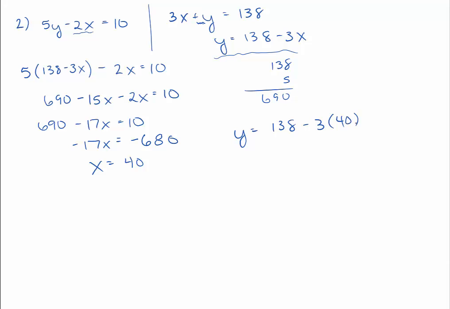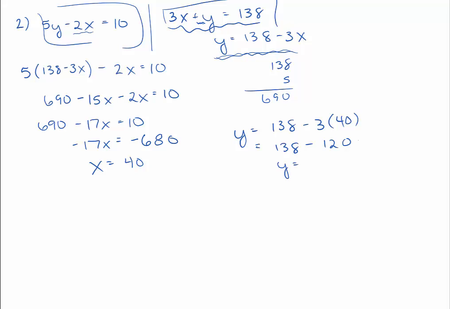Now, you don't have to do that. You can plug it into either of the equations. And just note that y equals 138 minus 3x is the exact same thing that we started with. So we can plug it into the form right below it because it's already solved for y. But whether you plug it into that one, or the one above it that we originally started with, either way, when you plug in x and solve for y, you're going to get the same number. And so if I write this out, I get 138, and then minus 3 times 40 is 120. And so y is equal to 18.